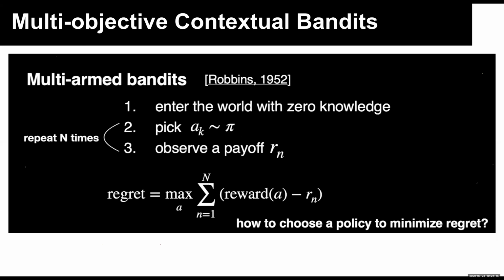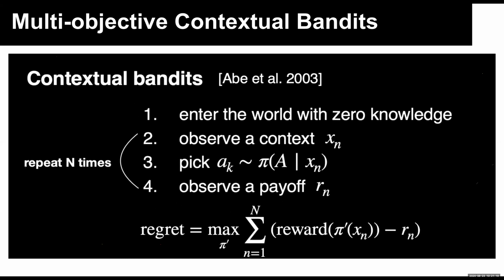And in general, the question then becomes, how do we choose a policy which minimizes the regret? If you look at contextual bandits, then the contextual bandits problem has just one difference. We also observe a context. So now when we are picking actions, we are picking actions conditioned on the context. So why is context important?